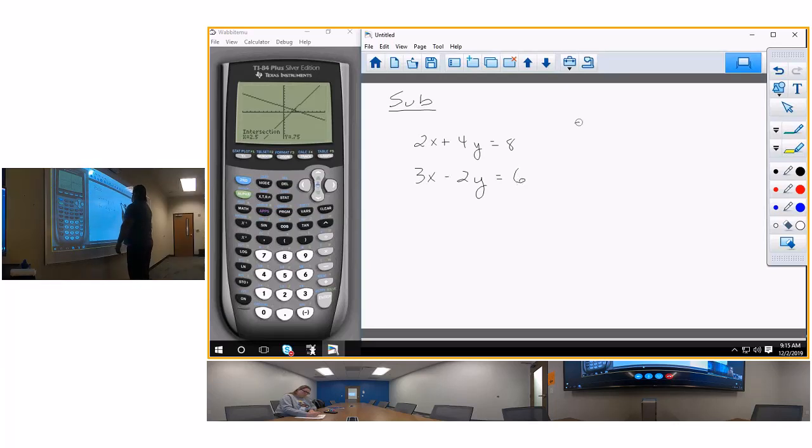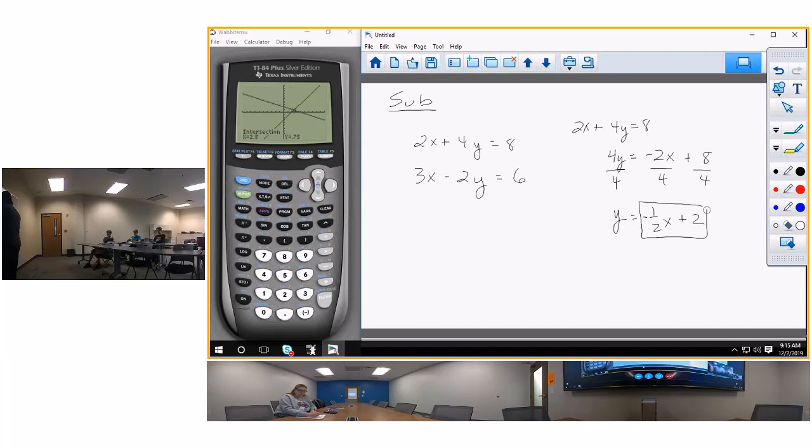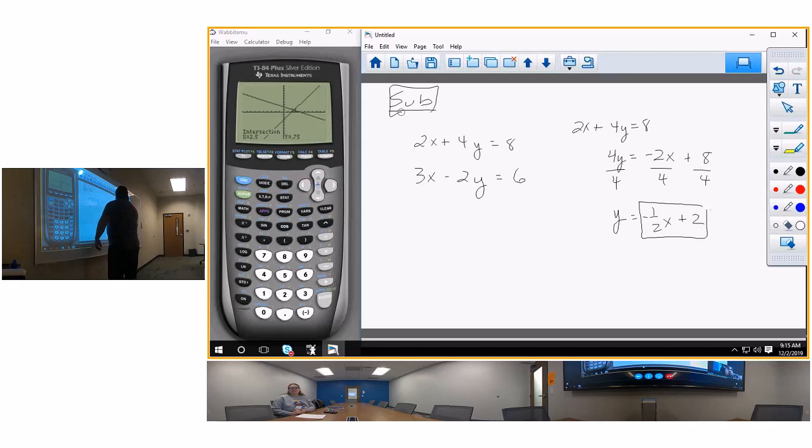So 2x plus 4y is equal to 8. 4y is equal to negative 2x plus 8. Divide by 4. y is equal to negative 1/2 x plus 2. Now what am I going to do with that? Substitute it. That's why it's called substitution. I'm going to substitute that into either one of these for y.